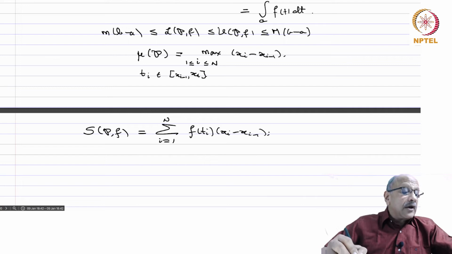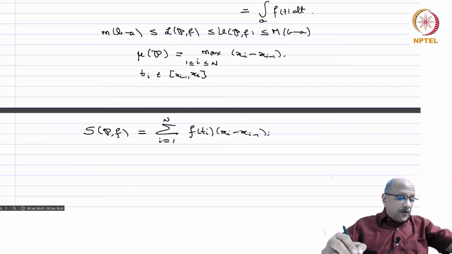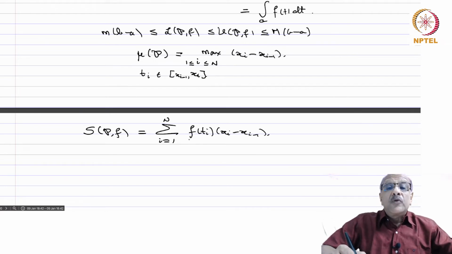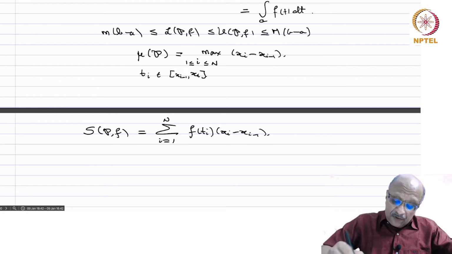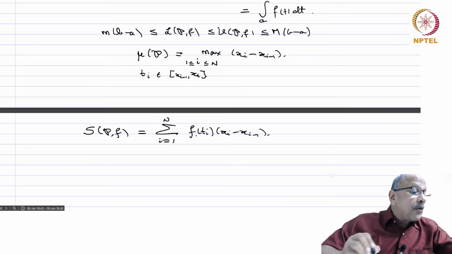Caution here: this is not a very good notation, because S(P,f) looks as though it depends only on P and f, but it also depends on the choice of the points t. So if you change the points t, the sum is going to change. But if I bring that in, we are going to have very cumbersome notation. Anyway, we won't use much of this, so we will leave it at that. Please remember that this also depends on the points t_i.